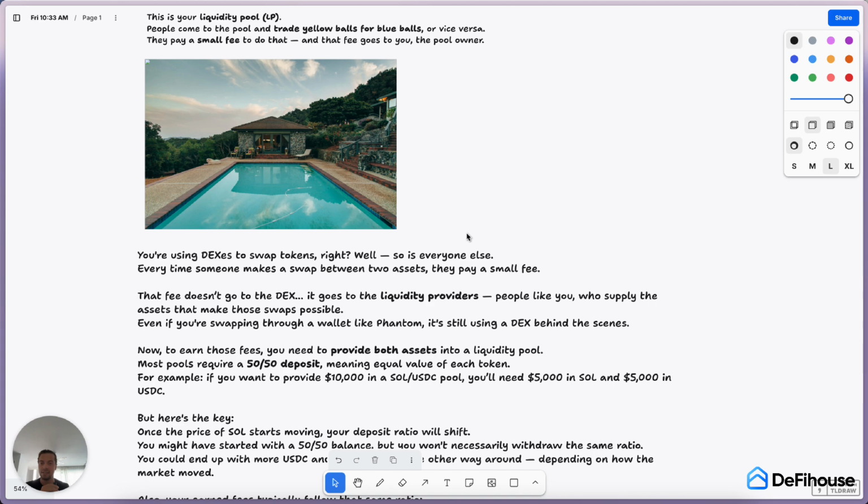And that fee doesn't go to the DEX. It goes to the liquidity providers, people like me and future you, right? Who supply the assets that make those swaps possible.